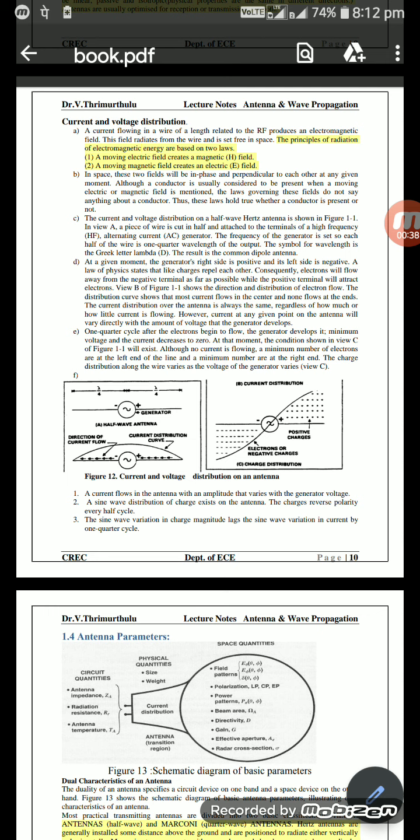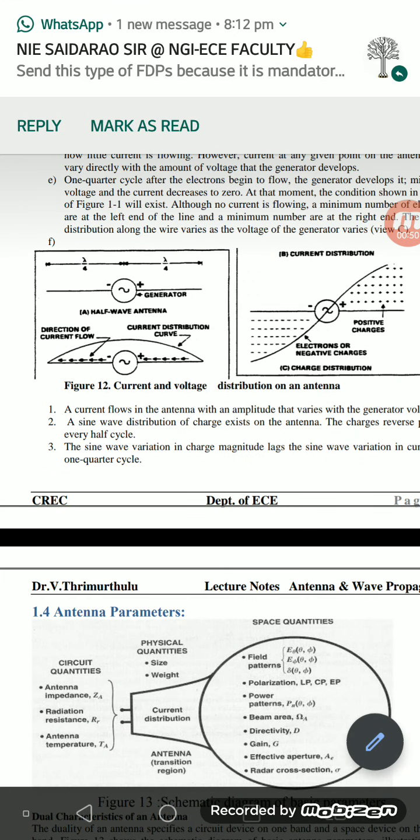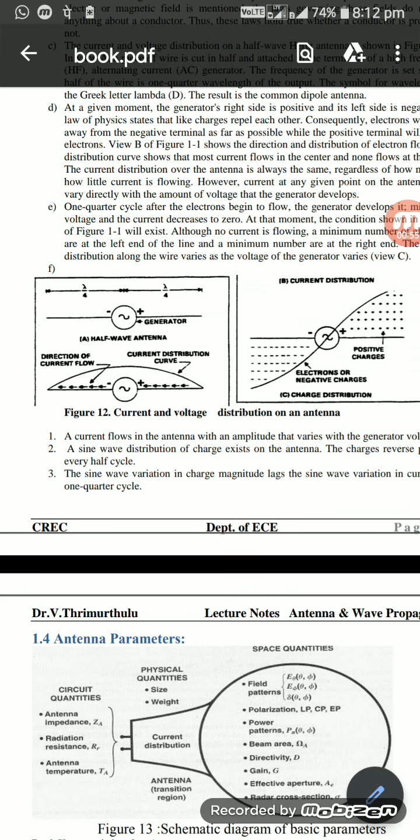Then, how does the current loop or voltage loop continue? Then how are the current and voltage distributed? See the block diagram. First, this is a positive and negative generator, a half wave generator. Half wave generator means the total length of the generator is lambda by 2. Half of that is lambda by 4, and the other half is lambda by 4. These are half wave antennas.